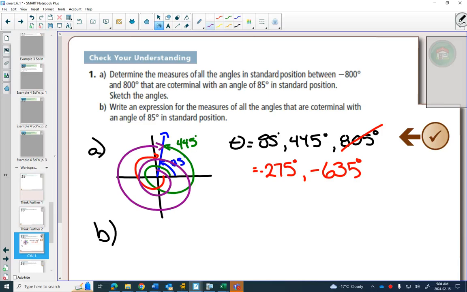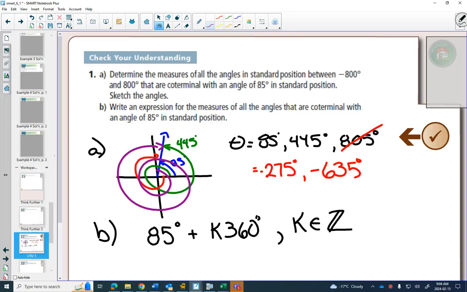We'll get to question B. Now we want to write an expression for all the angles. This is actually easier, because if you want to write the expression for all the angles, you just have to add or subtract 360 degrees as many times as you wanted, but we have to make sure that that is a whole number, either positive or negative, so we say that k belongs to the integers.